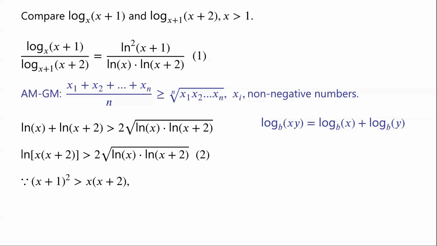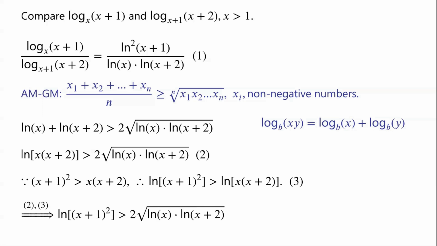Because x plus 1 all squared is greater than x times x plus 2, and ln of x is monotonically increasing, so ln of x plus 1 all squared is greater than ln of x times x plus 2. From inequalities 2 and 3, we have ln of x plus 1 all squared is greater than 2 times root of ln of x times ln of x plus 2.